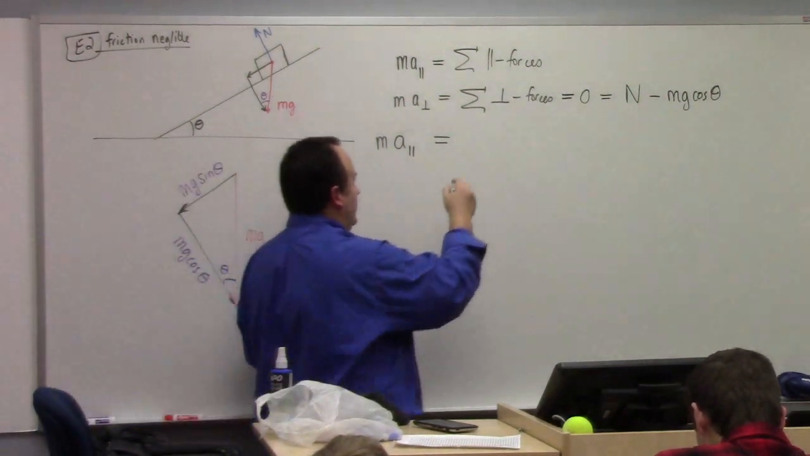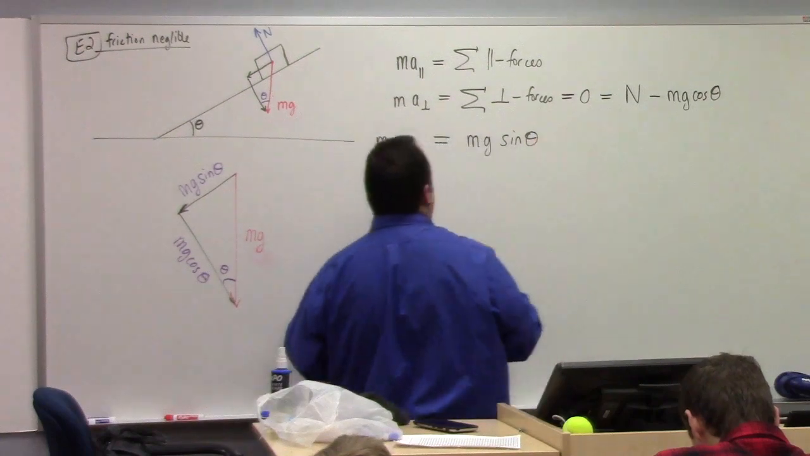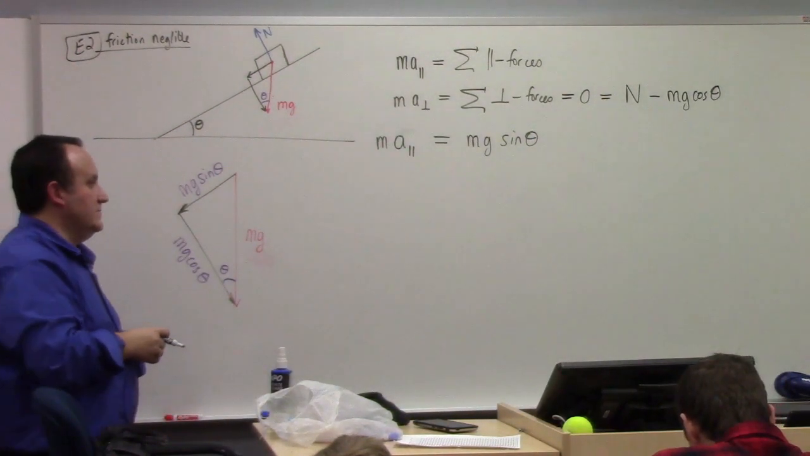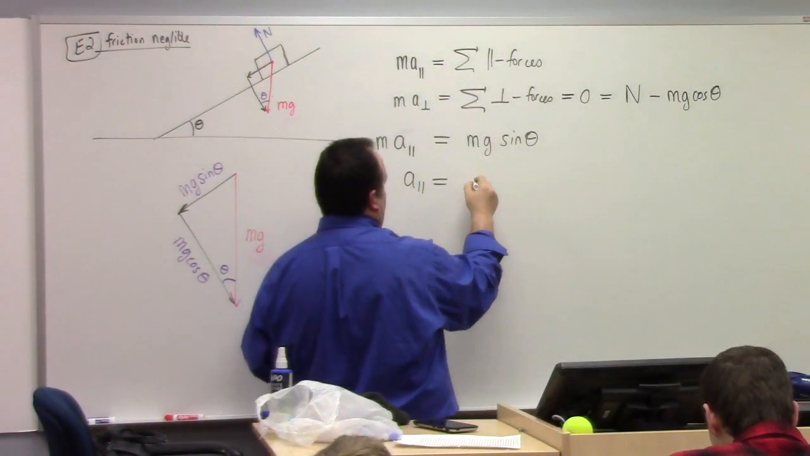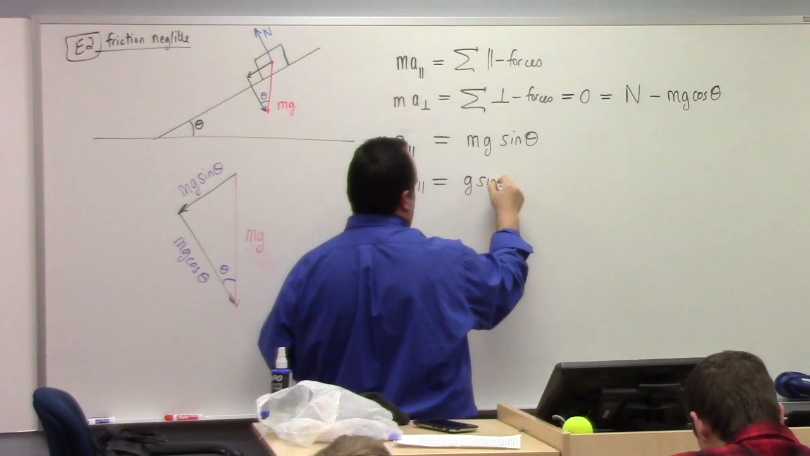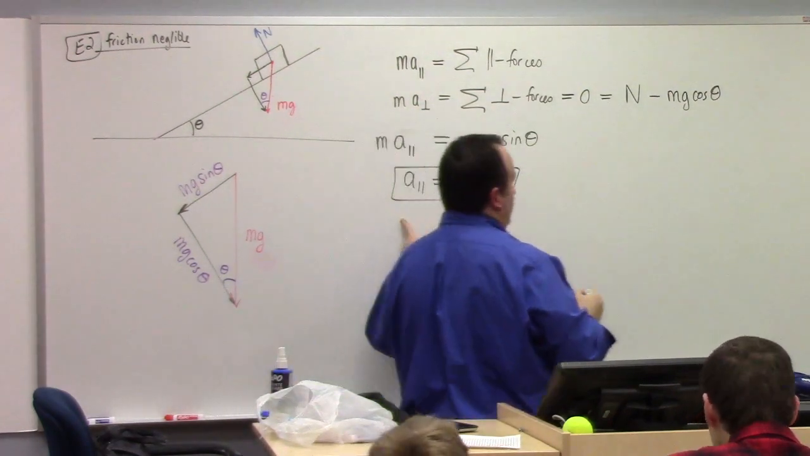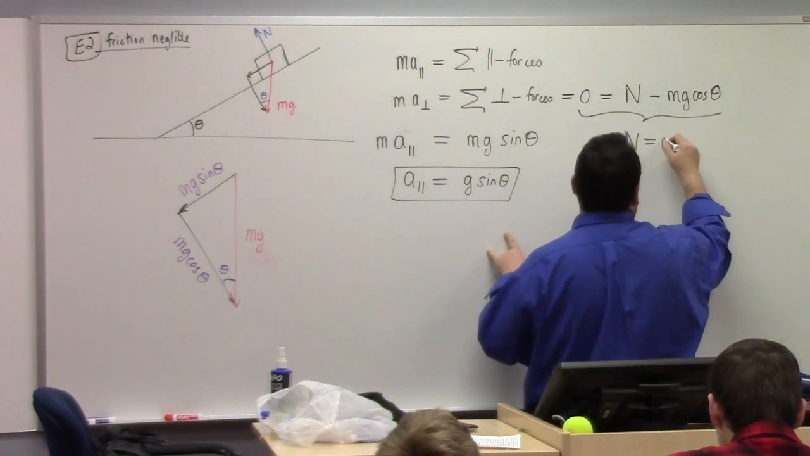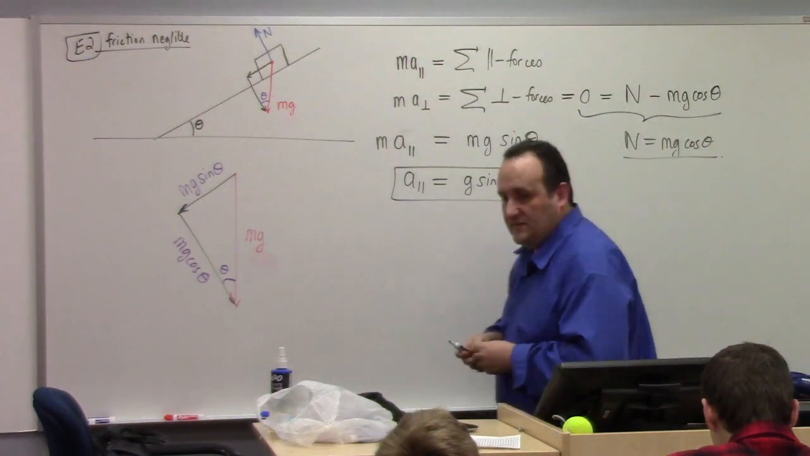So if I write mg sine theta here, I could do that, yeah? So what's the acceleration parallel? g sine theta, right? So we have acceleration parallel is g sine theta, and this right here tells us in this case the normal force is mg cosine theta. Does that make sense so far?